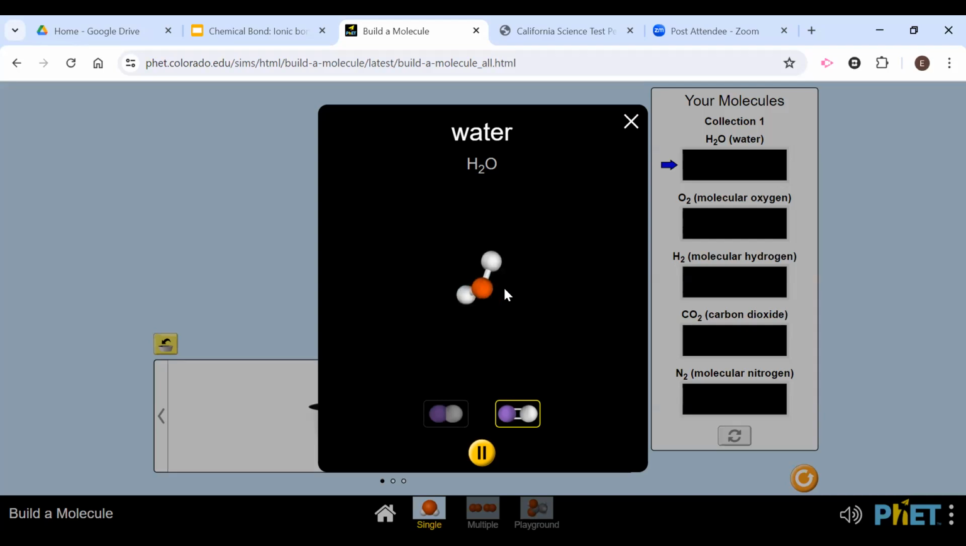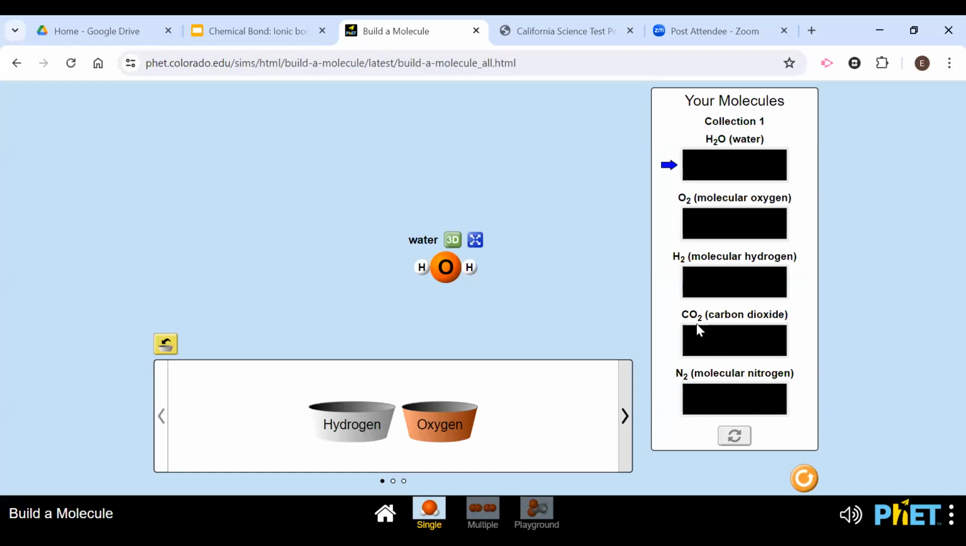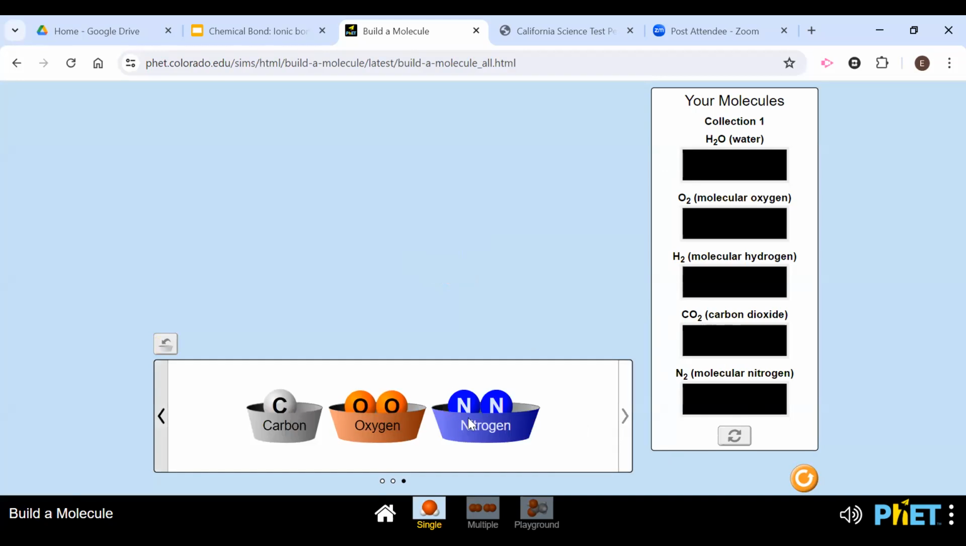Okay, so let's look at another one. Let's say I have this, and I have this. They're all separate atoms. Then I combine them.